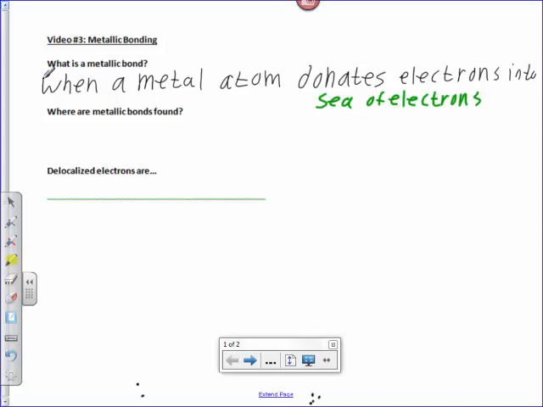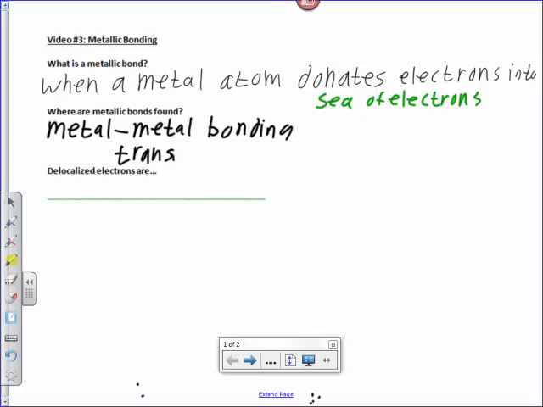Metallic bonds are found in metal to metal bonding. You'll know these because they look weird. Normally you're dealing with transition metals here, but they can be group 1, group 2 as well. These are called alloys. So like your gold necklaces, your silver rings, all those things are actually alloys of each other, so metallic to metallic bonds.